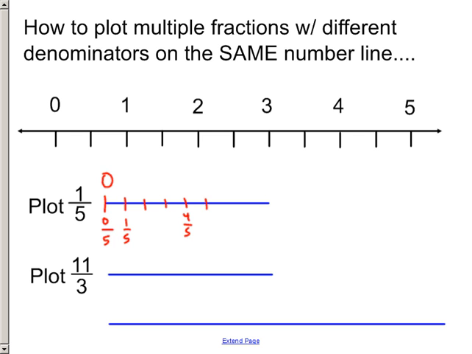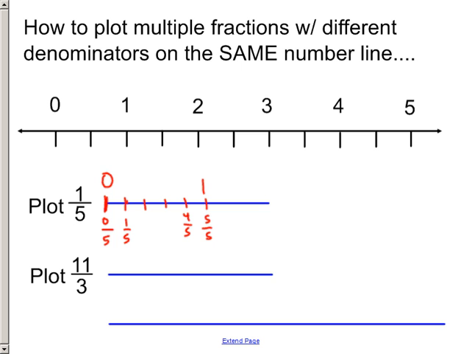And then, of course, the next one would be 5 over 5. And 0 divided by 5 is 0, so here's the whole number, and they're sitting at the same spot. 5 divided by 5 is 1. And you guys seem to understand that. And we know that 1/5 is located right here.